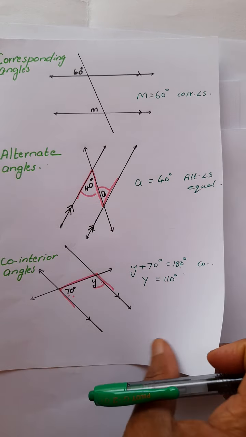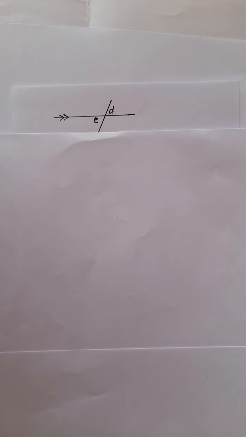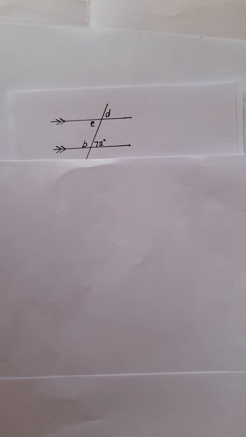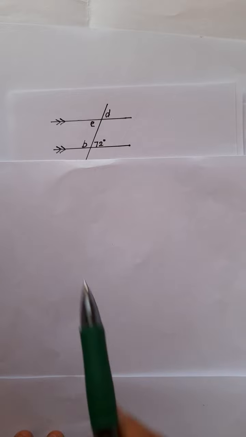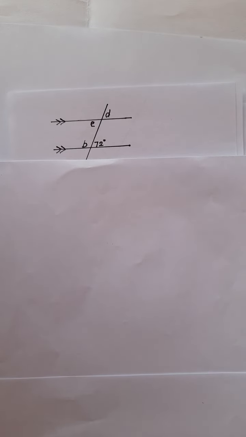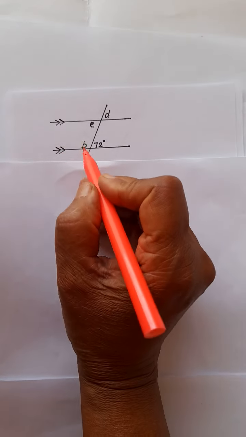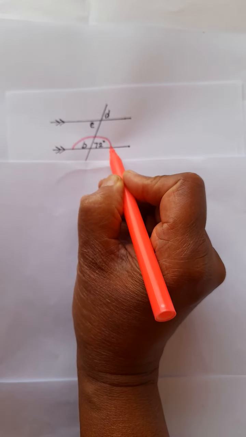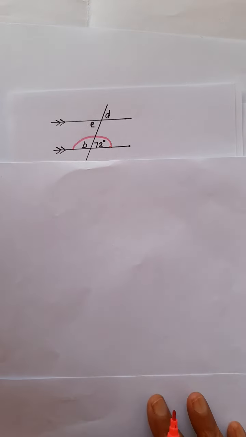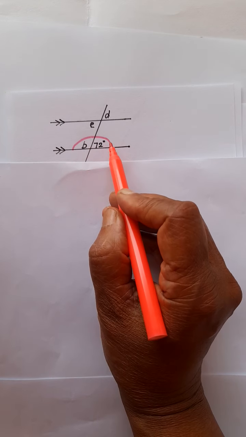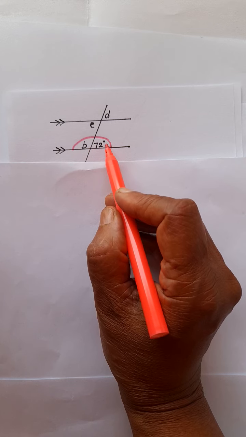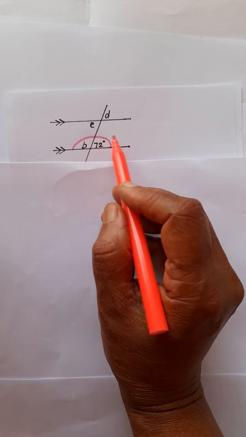Then let's do more examples. In this case, we have to find the size of the unknown angles. The unknown angles are B, D, and E. To find B, I know this is angles on a straight line, so they add up to 180 degrees. So B plus 72 is 180, then B is equal to 180 minus 72 degrees. Then you get the answer.